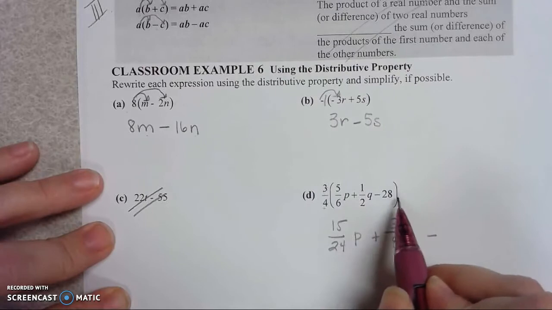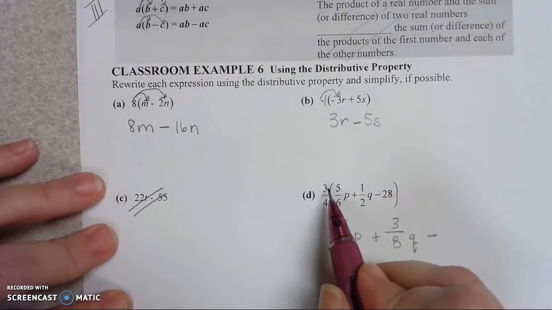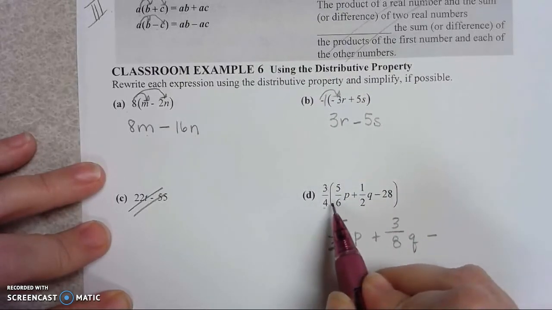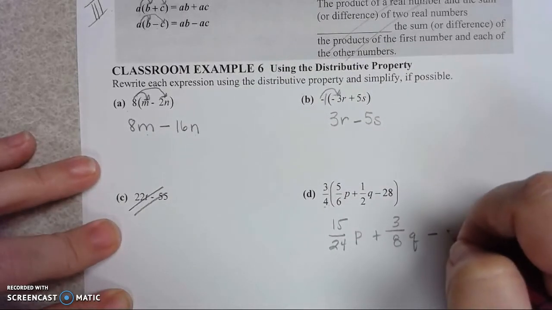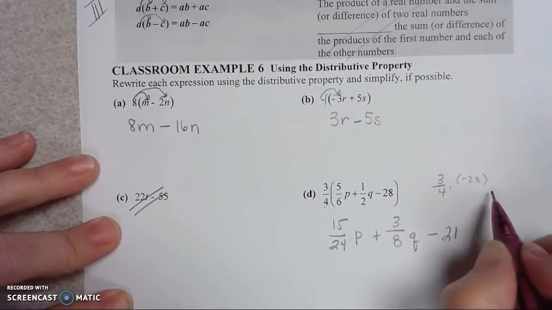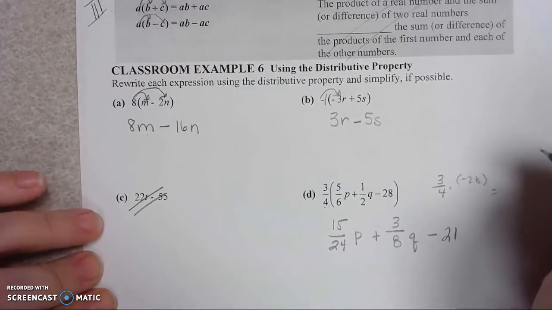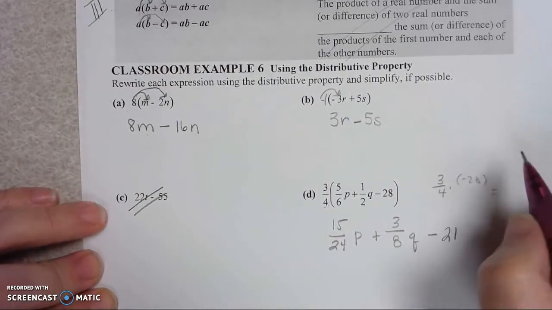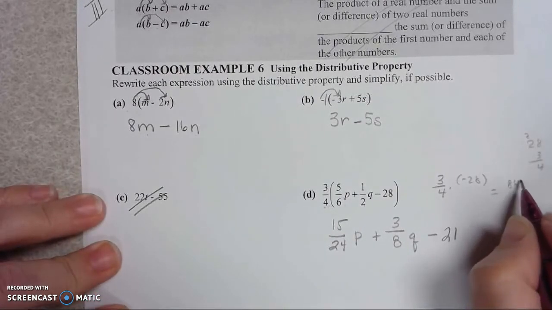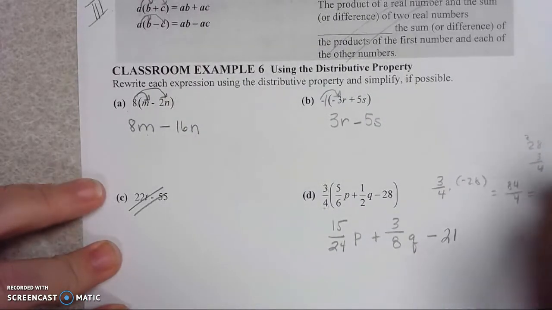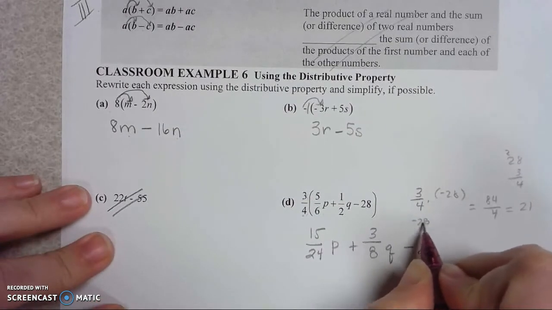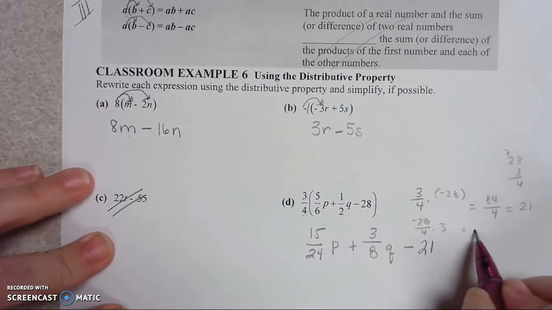And then 3/4 times negative 28. I could say 3 times negative 28, then divide it by 4, or I can say negative 28 divided by 4 is 7, times 3 makes negative 21. So you can do it like this. What's 28 times 3? 84 over 4, and then simplify this to 21, or you can say negative 28 divided by 4 times 3, negative 21.